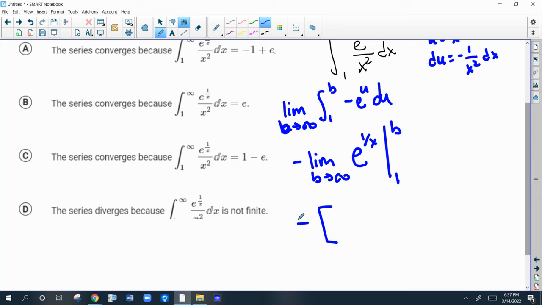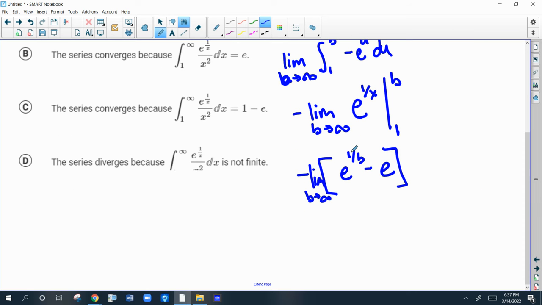So we have negative the limit as b goes to infinity of e to the 1 over b minus e. So when you plug in b, that exponent's going to go to 1 over infinity, which is 0. So it's going to be e to the 0, which is 1. We still have that negative out in front. So I'm going to distribute the negative, and this integral actually converges to e minus 1.